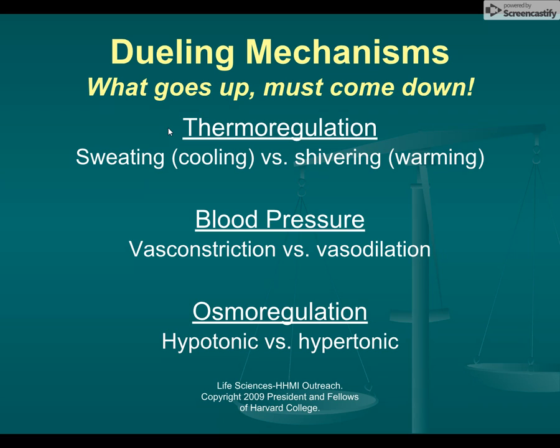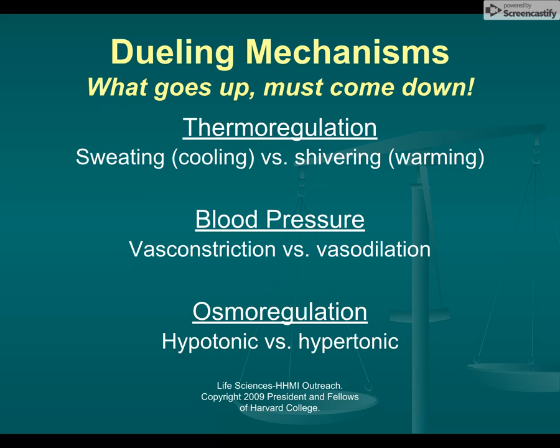Thermoregulation is a fancy way of saying controlling our body temperature. Sweating is how we cool our body down, whereas shivering is how we warm our body up. We have two different mechanisms controlling the way our body needs to change its temperature. We don't use shivering for warming up and cooling down. We have a separate mechanism for cooling our body off.